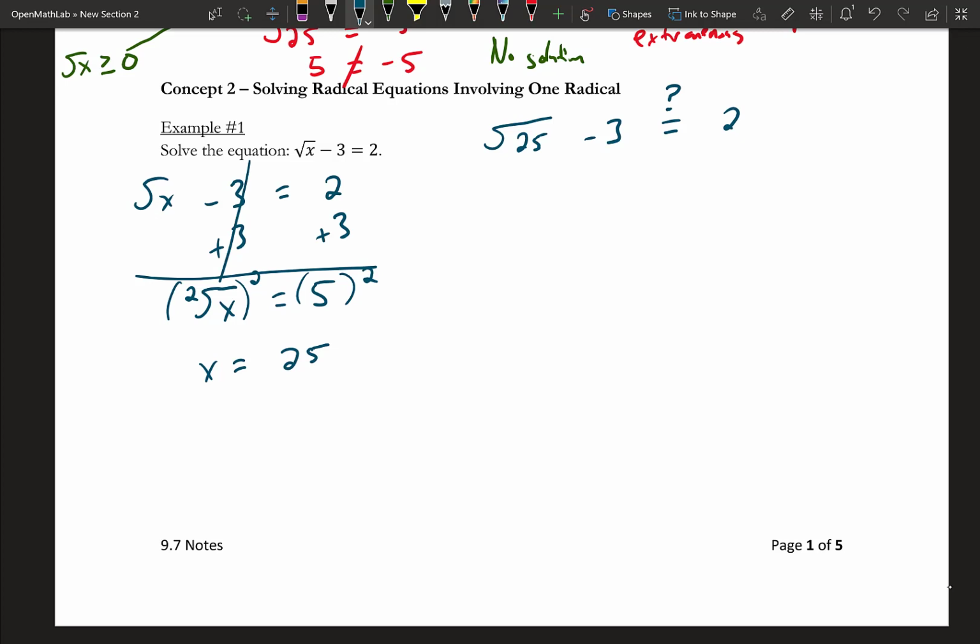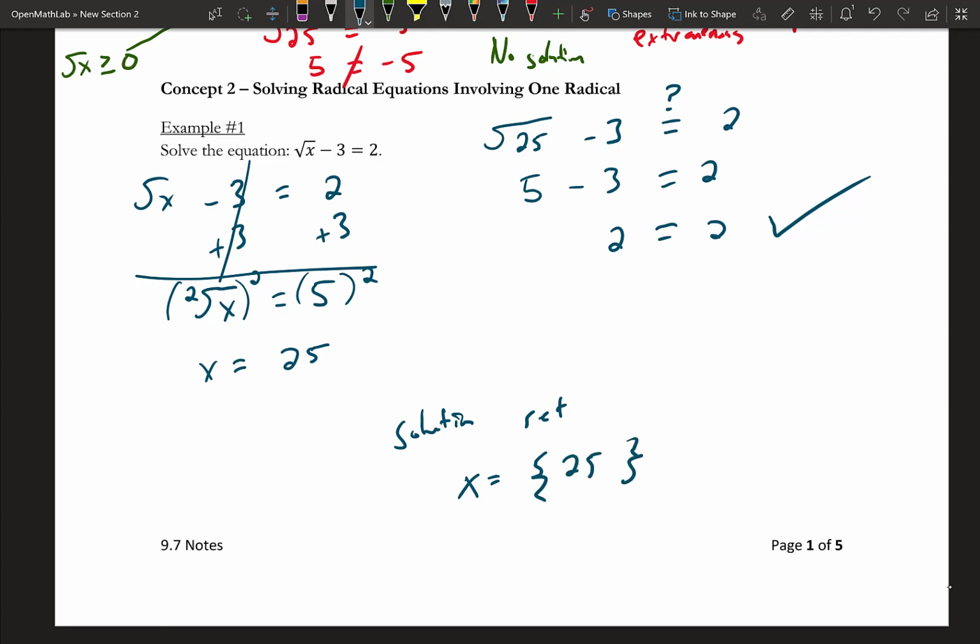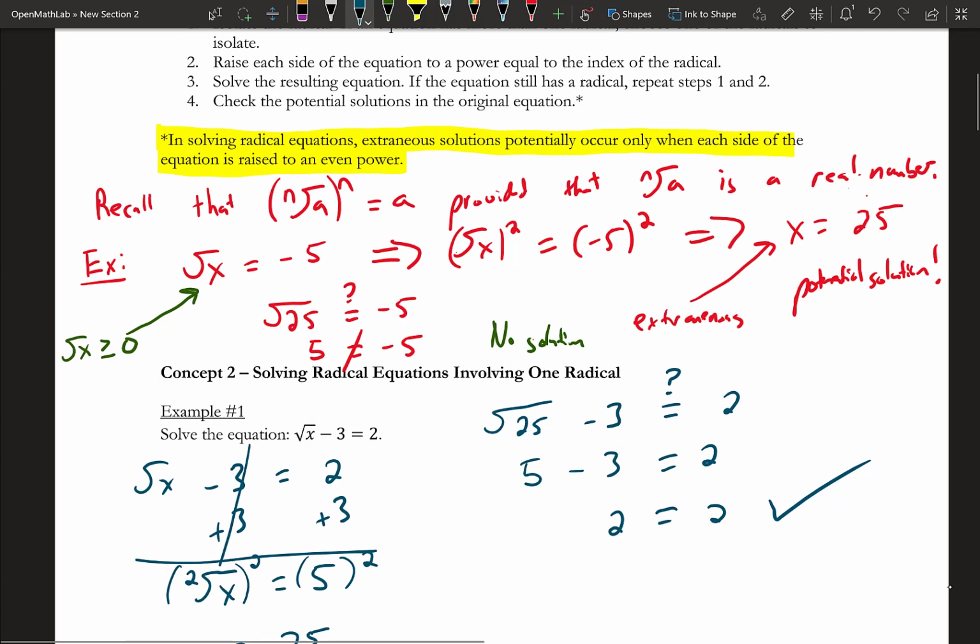So square root of 25 is 5, so this would be 5 minus 3 equals 2, and 5 minus 3 is 2. So this checks out, this works, right? So the solution set is x equals the set of 25, right? Where, of course, up here, the solution set would be the empty set, right?